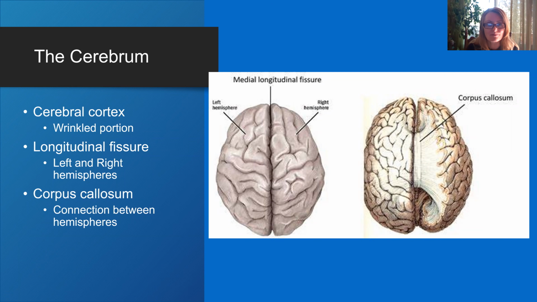The cerebrum has an outer part that is called the cerebral cortex. That's what we see as a wrinkled portion. And there is a fissure between the 2 hemispheres called the longitudinal fissure. That's the fissure that divides the brain into right and left cerebral hemispheres. There is a structure that holds those hemispheres together, and it's called the corpus callosum. So the longitudinal fissure is a division, and the corpus callosum is a connection between the 2 cerebral hemispheres.